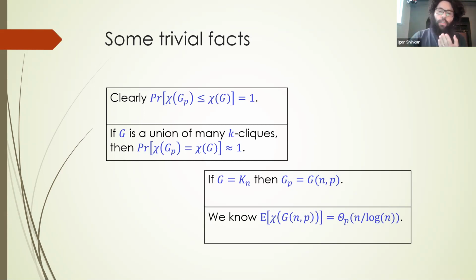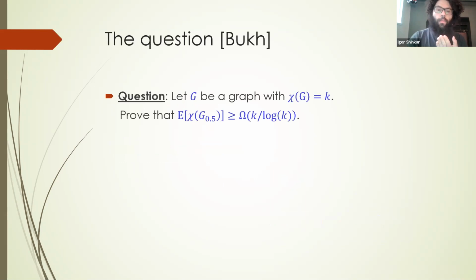The question is: is it true that for every graph G with chromatic number K, in expectation, the chromatic number is never below K divided by log K? So basically we can compare it to just starting with a clique on K vertices, maybe up to constants. Is the question clear?